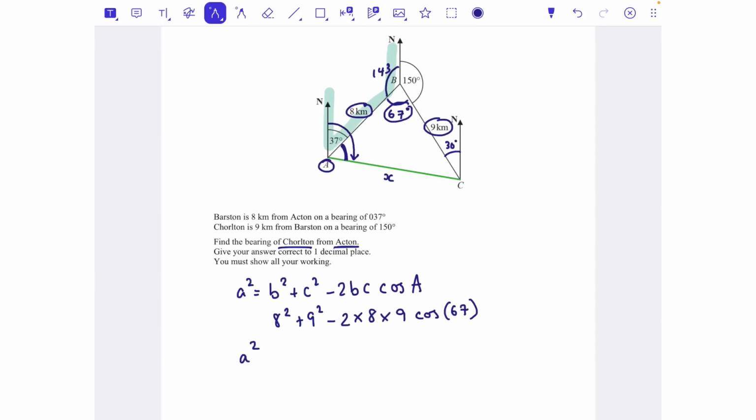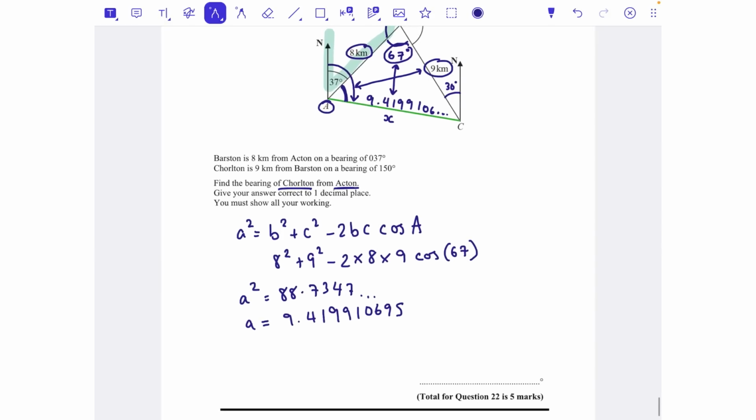So that is 88.7347, but obviously we're going to square root that answer to get a. And so a is 9.419910695. There we go. So that's the length of this one here, 9.4199106. Great. Now what we can do is use the sine rule and use that pair that we've just found to then get us this pair, and that will get us the angle. We want an angle, so we're going to put the angles on top of the sine rule. So sine A over A equals sine B over B.